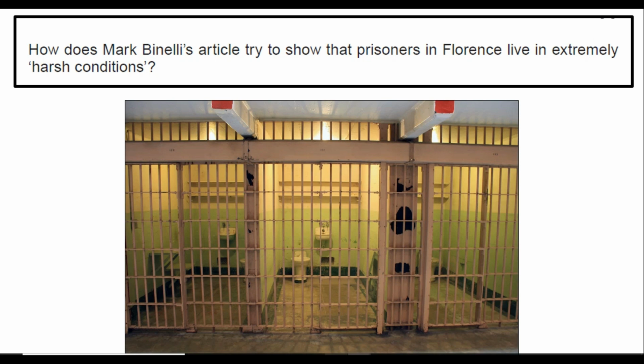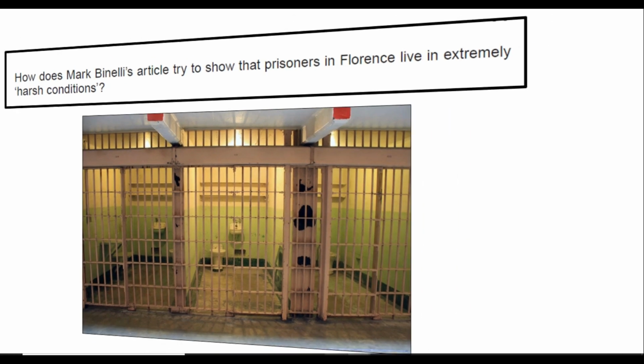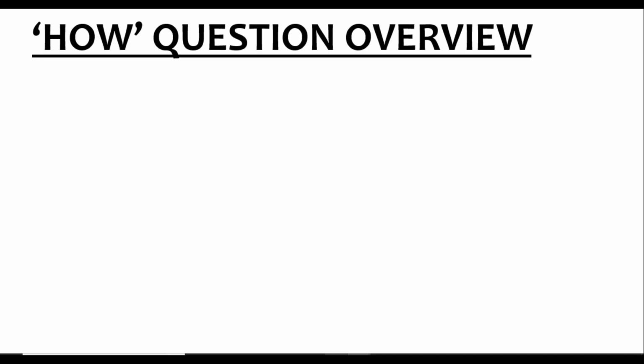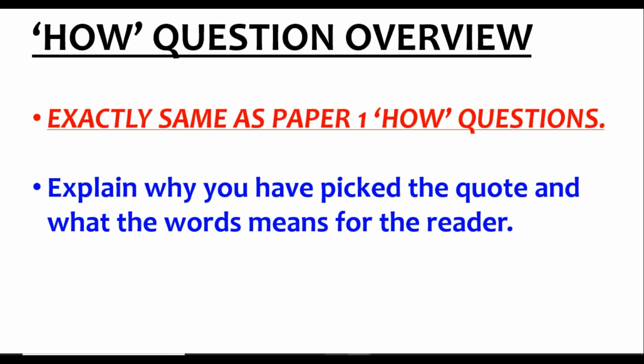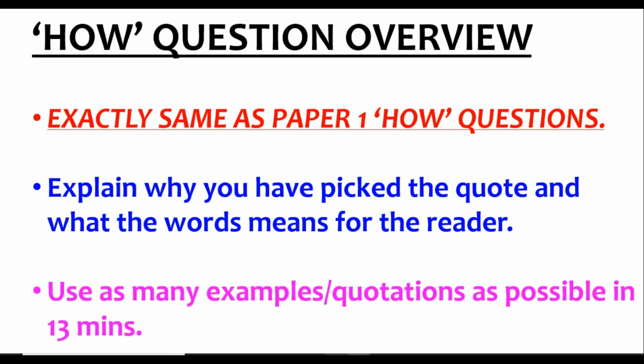So what we mean by harsh conditions is, how does Mark Bonelli make the prison seem tough or difficult to live in? So the how question overview, it's exactly the same as paper 1 how questions. Explain why you picked the quote and what the words mean for the reader, and use as many example quotes as possible in 13 minutes. I've said to do 7 to 10 quotes, but realistically it's how many you can do in 13 minutes.